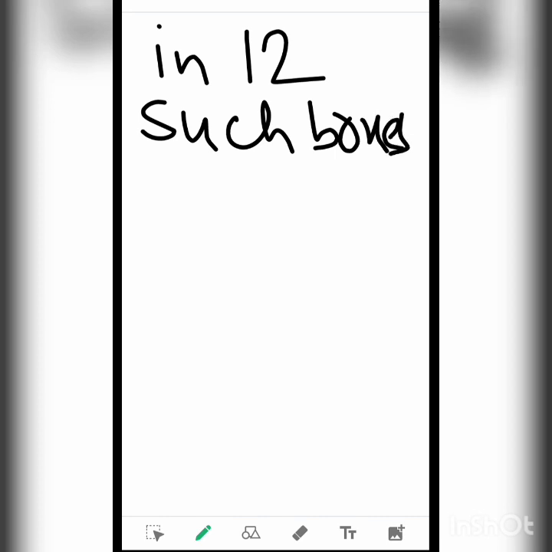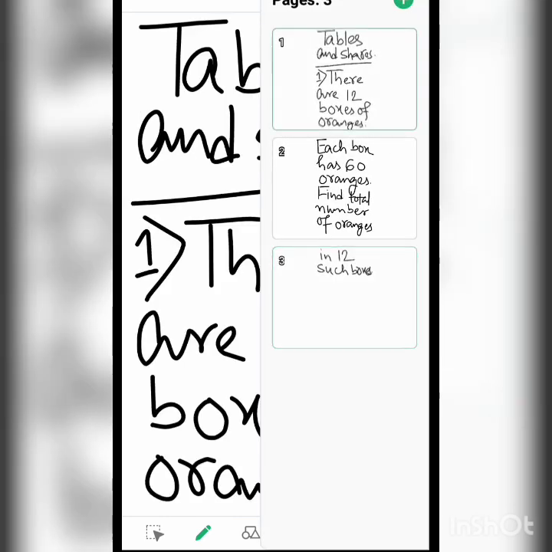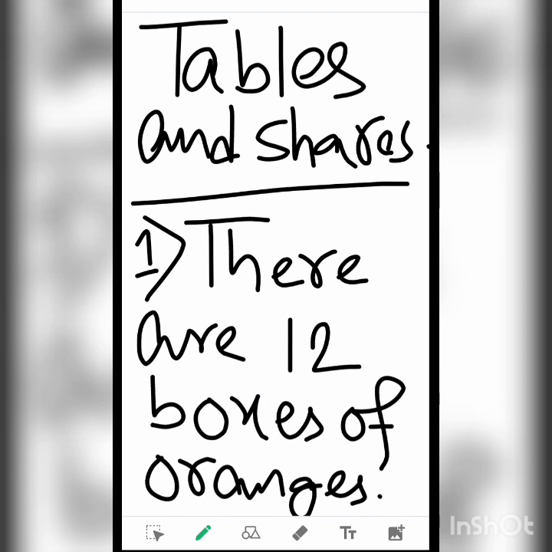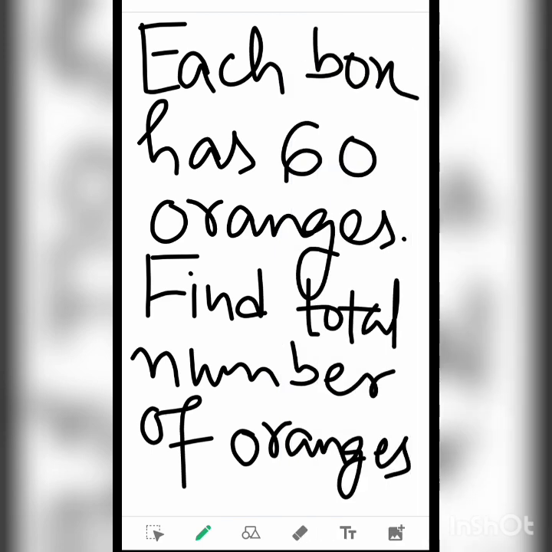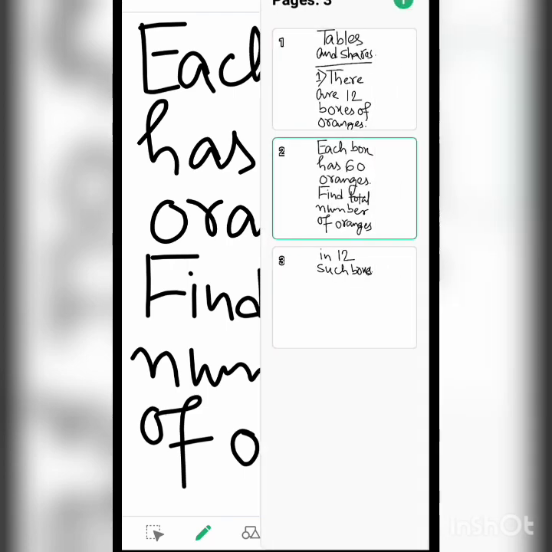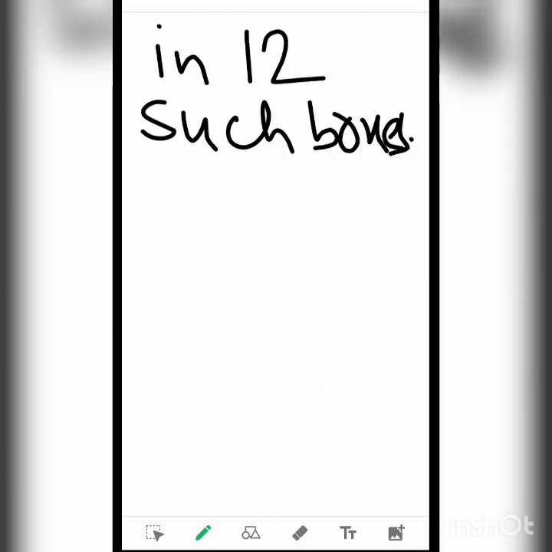Let me read out the question once again to you from the first board. See that there are 12 boxes of oranges. Now coming to the next board, each box has 60 oranges. Find total number of oranges in 12 such boxes. So basically you understood that this is a multiplication based sum and you have to multiply. First, here you have to use the unitary method of multiplication. We'll begin our solution.